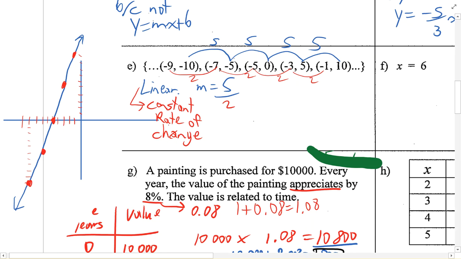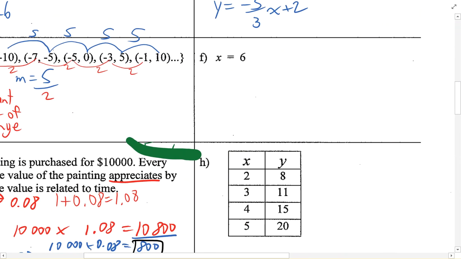Any questions? So 2 ways. Number 1, you can graph it. Number 2, you can look at your rate of change. If there's a constant rate of change, it is linear. Good.